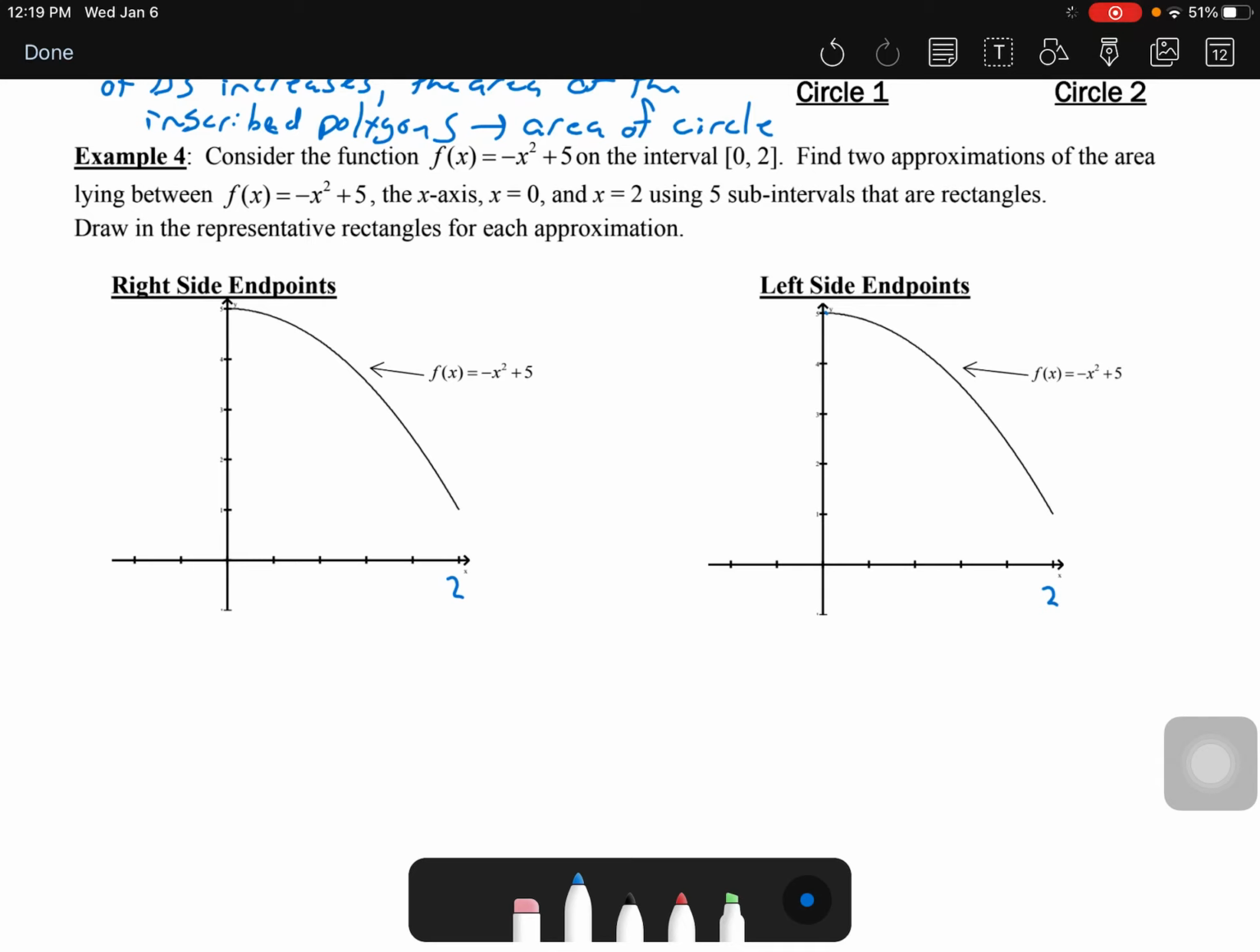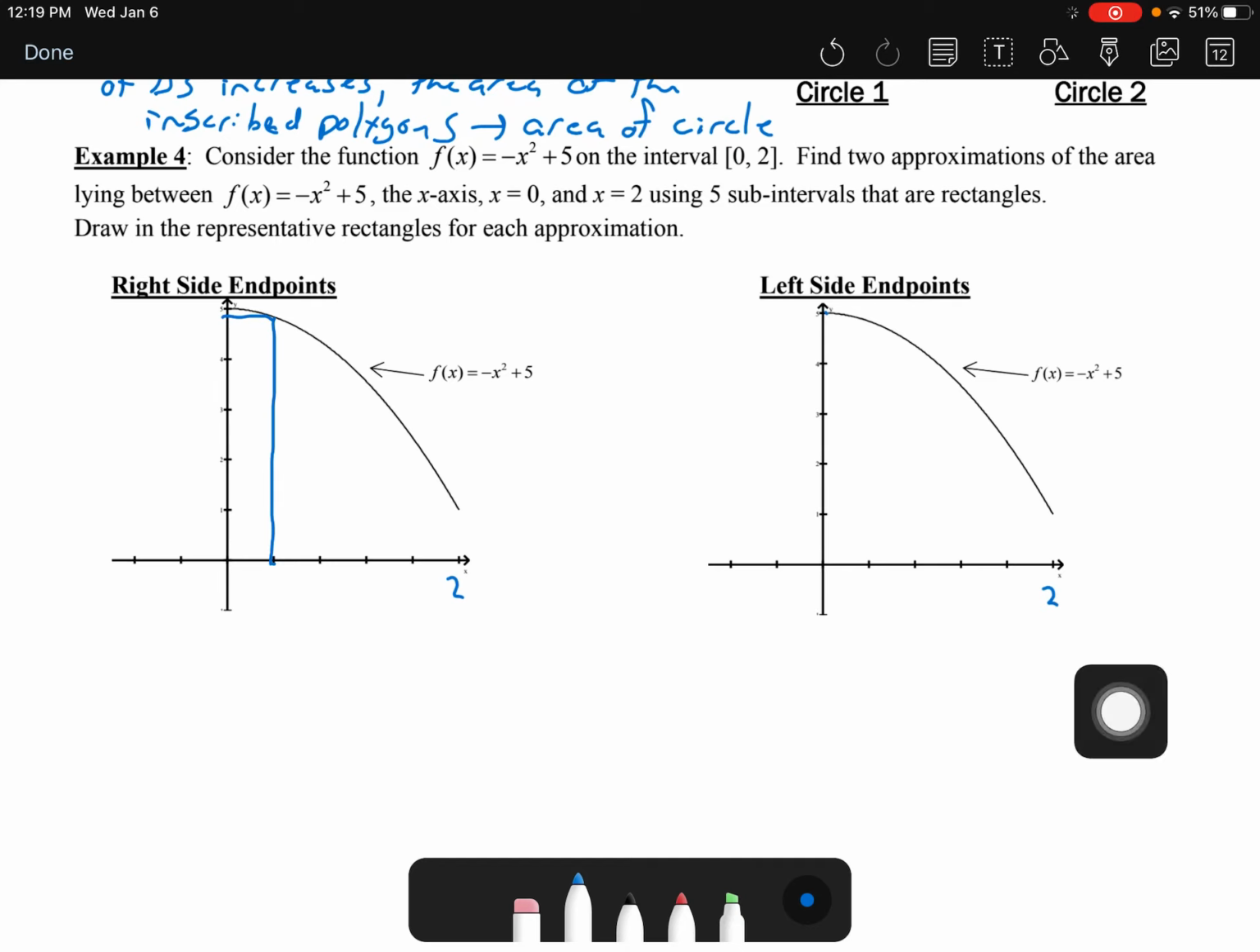Now, when they say a right side endpoint rectangle, what that really means is you're going to draw 5 of them. That's why you have the 5 tick marks there, because that's how we're going to draw our 5 rectangles in there. So if they say a right side endpoint, that means the right side of your rectangle, which is this side, is the one that should go up to the function and determine the height of that rectangle.